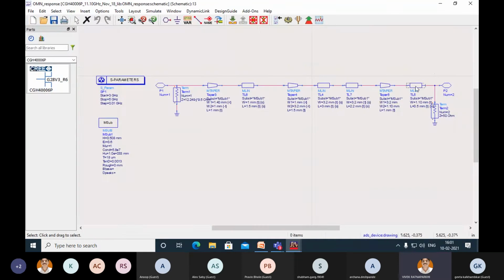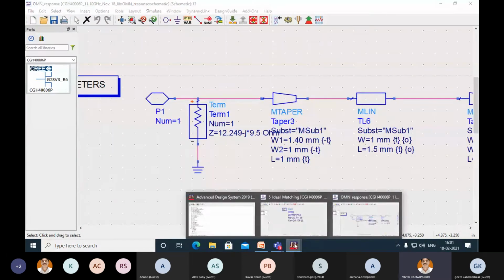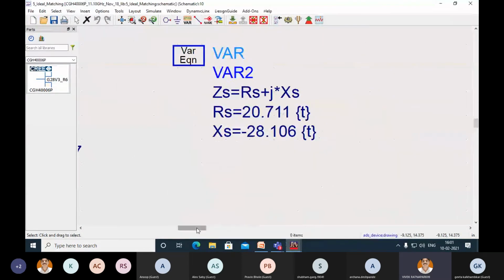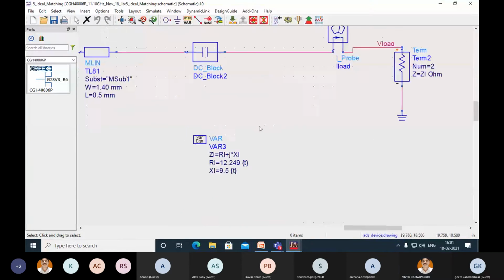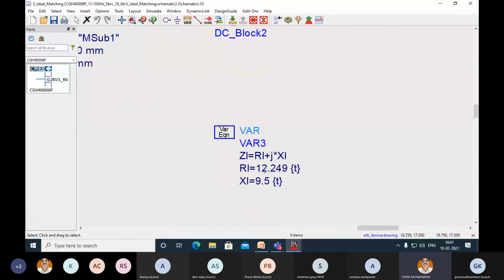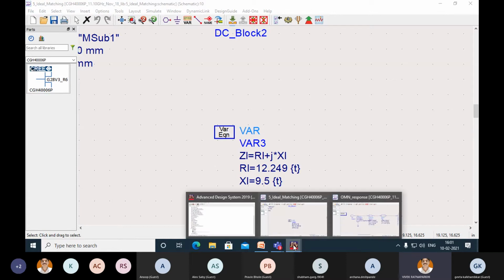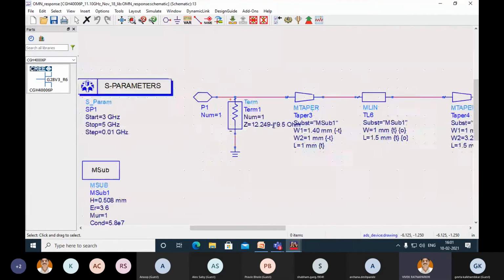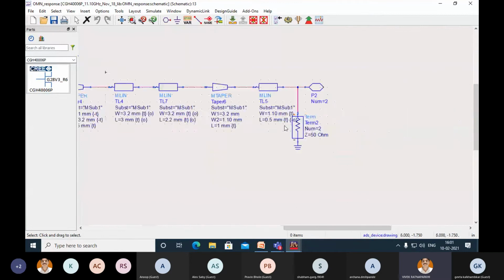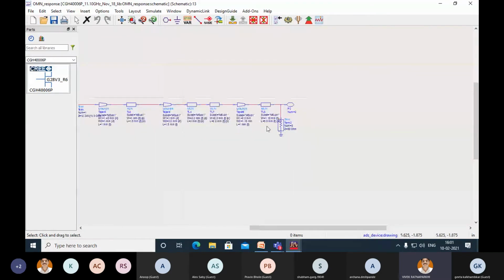This is the schematic for the output matching network. Now, from your load pull and ideal match, you know that your ZL, which is the impedance looking towards the load, is 12.24 plus j9.5. So you have to match the conjugate of that. When you come to the OMN, that plus will become minus, and it will be matched with 50 ohm. So this is the load, now 50 ohm.